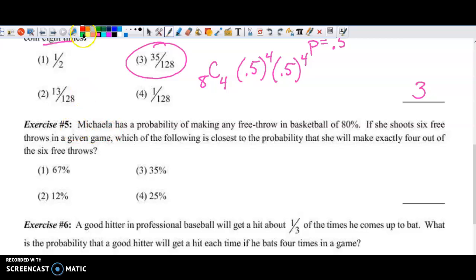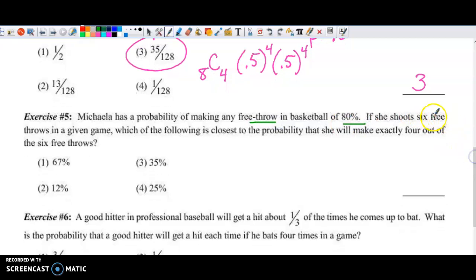The next problem is talking about this really good basketball shooter, or free throw shooter. I don't know if you think 80% is pretty good. But anyway, if she shoots 6 free throws in a given game, what's the closest to the probability that she'll make exactly 4 of those 6? So that would be 6 combination 4. I'm just thinking out loud that if she's an 80% free throw shooter, we want to make it as 0.8. That's the probability of success. So we want her to succeed exactly 4 times, which means she has to fail exactly twice.